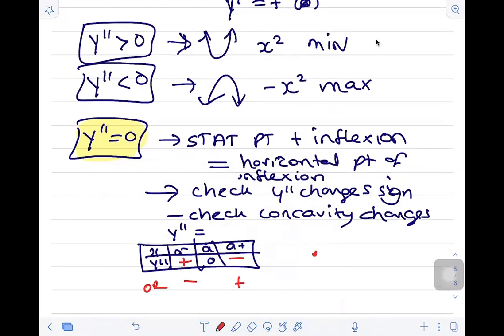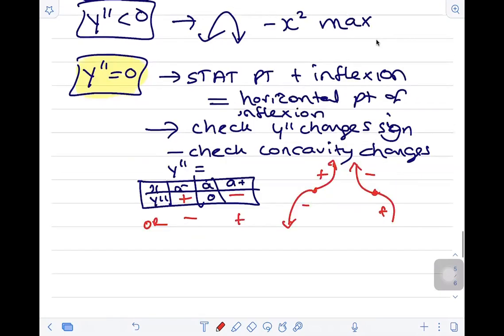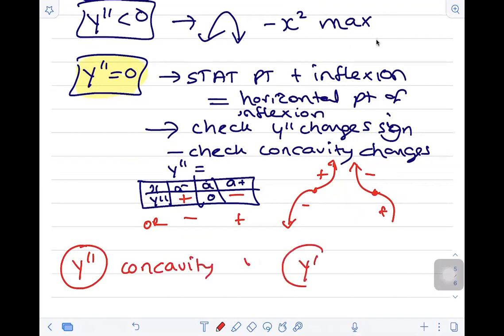What we're interested in here is when we sub it in, that it goes from positive to negative, or from negative to positive. Because when it's doing that, it's going from concave down to concave up, or concave up to concave down. Remember that y double dash relates to the concavity, and y dash relates to the gradient.